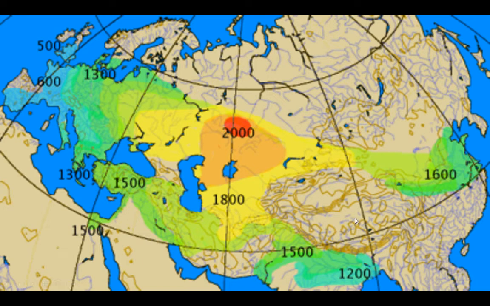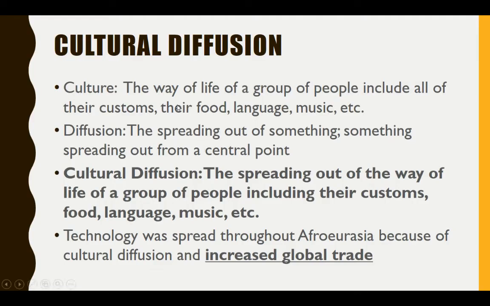Here we have our map showing how technology spread. You can see it starts in this red zone and then continues to expand. And once we have the wheeled vehicles, things begin to move very quickly. Now, this idea of spreading of new ideas and technology is this idea of cultural diffusion, which we have talked about in the past.